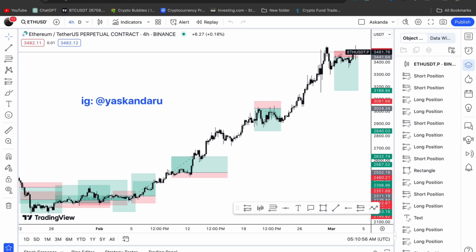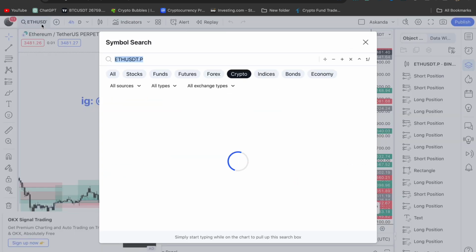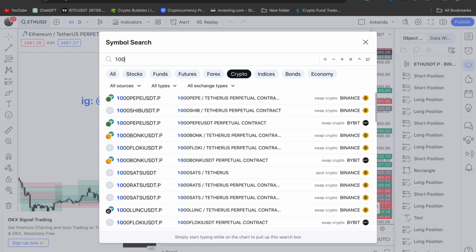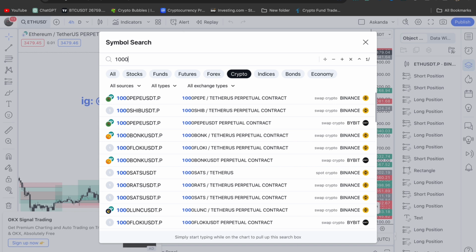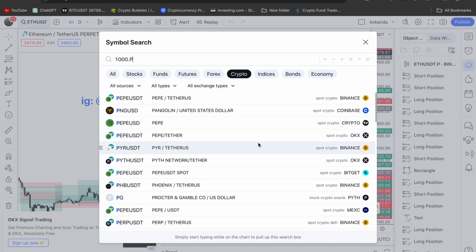What we will do is go to the TradingView session. When you are on TradingView, you click here and search for Pepe. You just type in 1000 Pepe here. I'm going to be using Bybit for now because Binance is having some problems with regulations in some countries. So I'll now select Bybit.